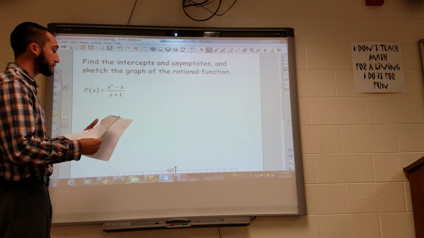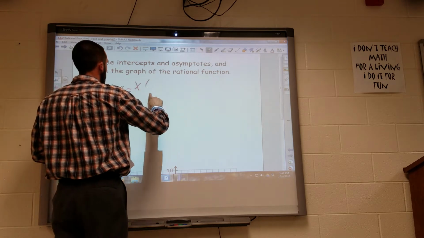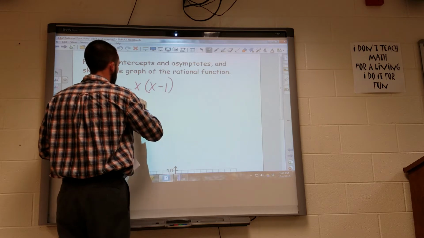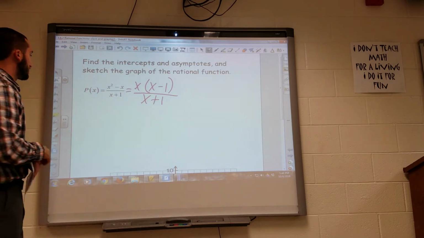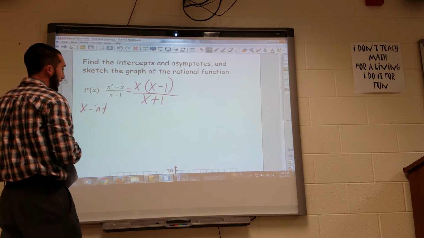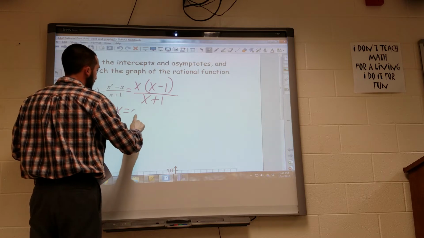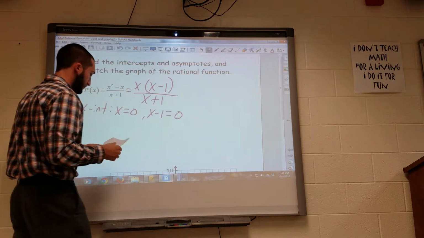But we're going to work the same way as before. So first thing I'm going to do, factor. We have an x in common. And x plus 1 is already as factored as it's going to get. So for my x-intercepts, 0 is in the numerator. So x equals 0, or x minus 1 equals 0.